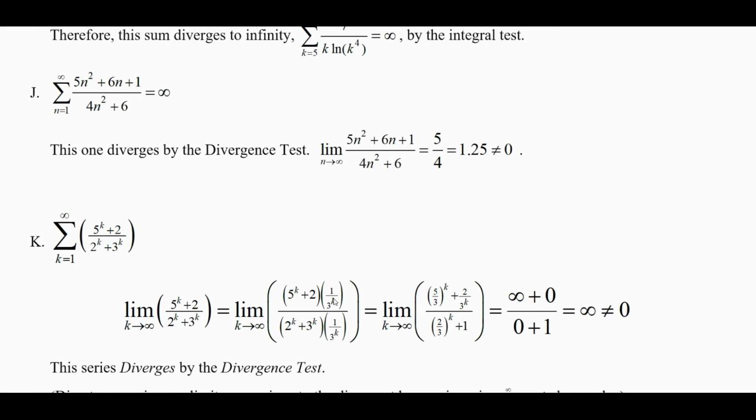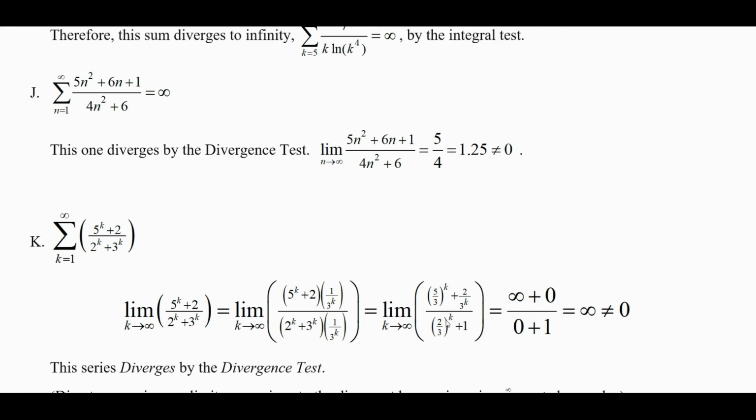And what I did is I multiplied the top and bottom by 1 over 3 to the k. All right, so this made this like this, and I'll distribute. So this is 2 over 3 to the k. This is 5/3 to the k. This is 2/3 to the k, and then this is just 1. Then I can take the limit of all 4 pieces.